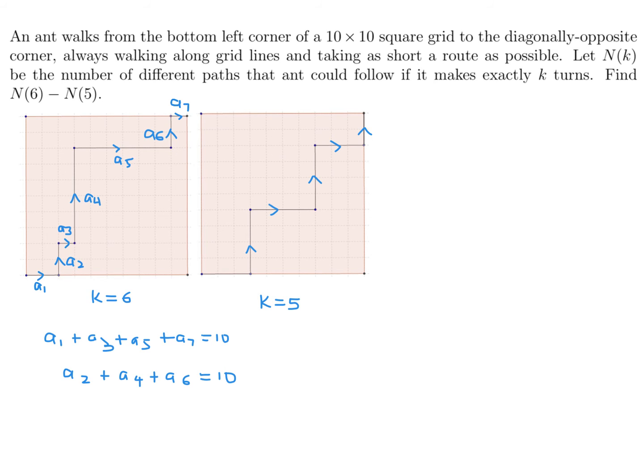Okay? And in a very similar way, for K5, we have the same kind of story. I will have A1 plus A3 plus A5 add up to 10. Those are, of course, my horizontal paths. And then my vertical paths will be, I'll call them A2 plus A4 plus A6. Those also add up to 10.